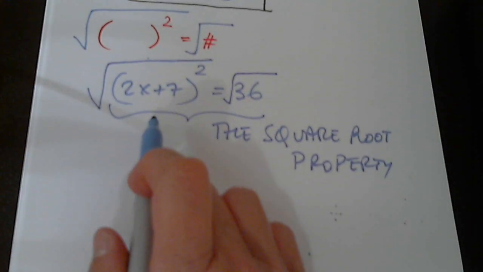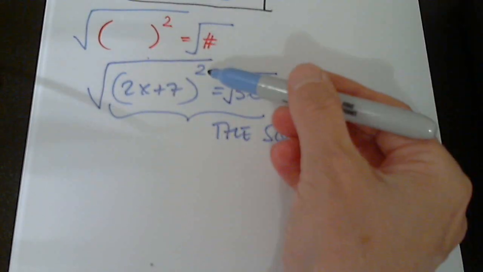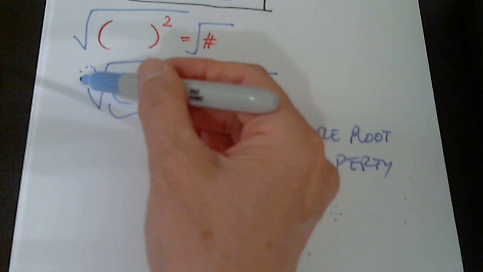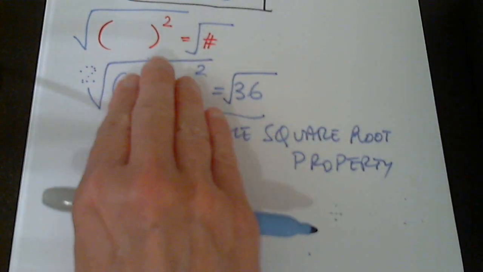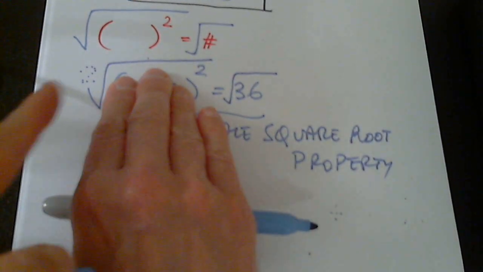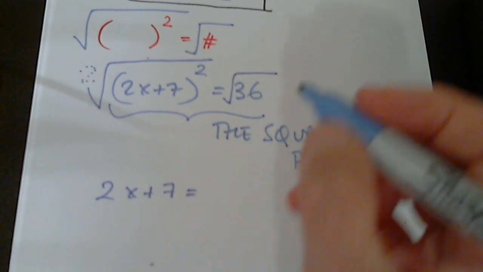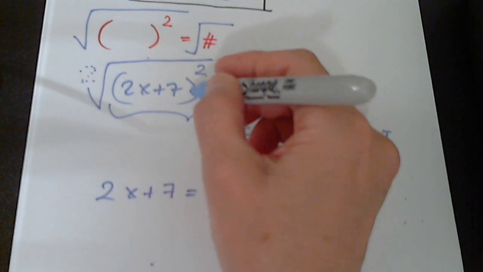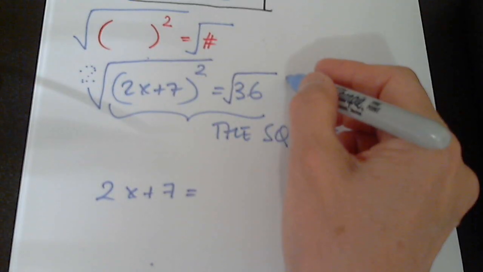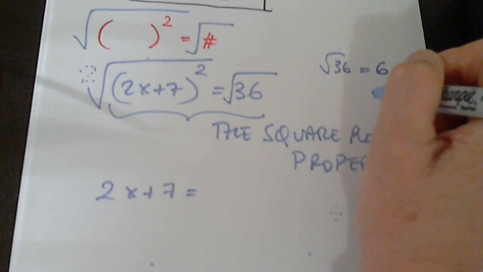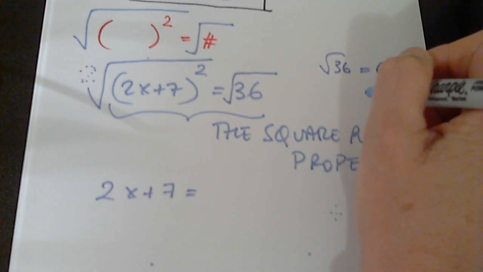And the left-hand side, power 2 over 2, that's the index 2. If you remember, if I want to change it into a power, it's 2 over 2. So this is 2x plus 7. Remember, I have to get two solutions. When I take the square root of 36, this is always 6, not plus or minus 6.